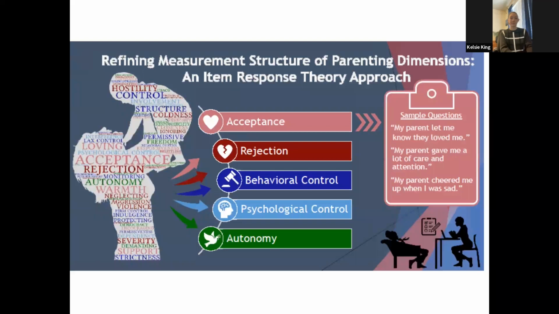a single unified measure. In creating this measure, I grouped the numerous terms seen here into 5 themes: acceptance, rejection, behavioral control, psychological control, and autonomy, based on conceptual definitions provided in the literature. I then compiled various parenting measures that tapped into each of these themes and collected survey responses from 1,000 young adults. Through psychometric analysis based on item response theory, I will narrow down and identify the survey questions that are most informative and reliable. You can see sample questions for the theme acceptance here on the right.